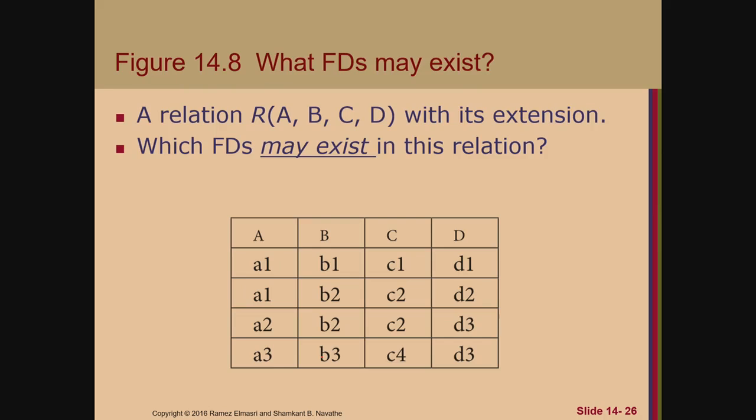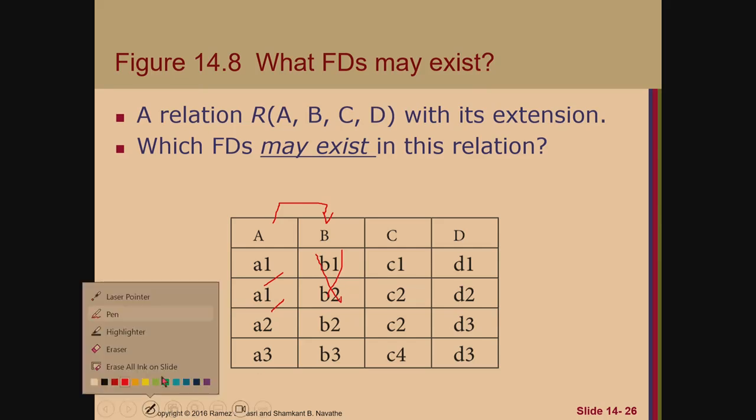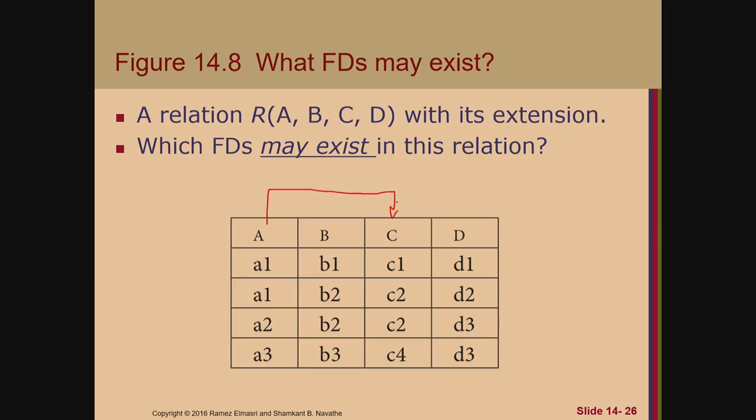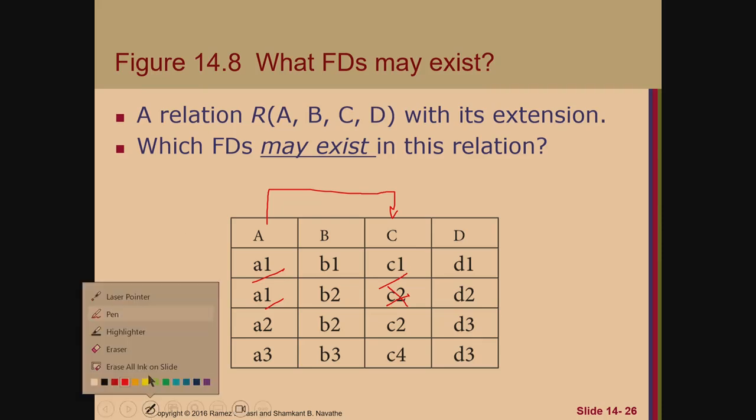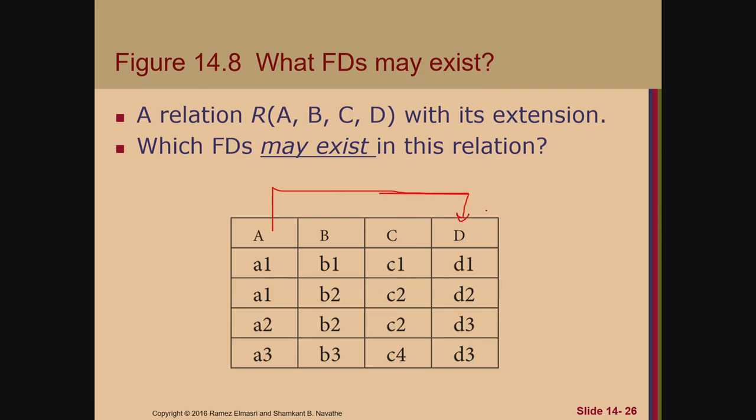Here, what functional dependency may exist? We have attributes A, B, C, D with an extension. Which functional dependency may exist in this relation? Would you please help me? A determines B, is it possible? No, right? Same A, different B. Cannot be. How about A determines C? Same A, different C. Impossible. What else? A determines D. Similar: same A, different D. Impossible.